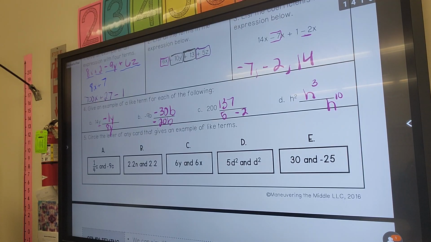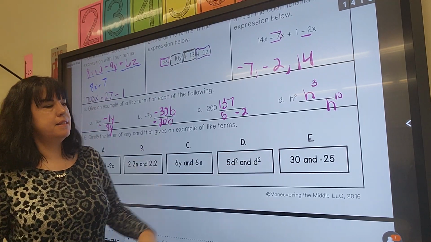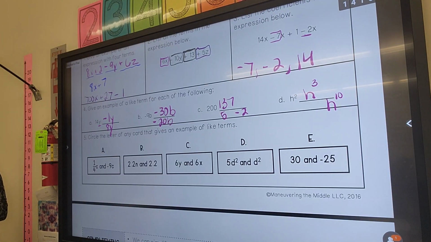So circle the 3 that have like terms. There's multiple, okay? I'm done. Oh, it'd be B, C, and E.